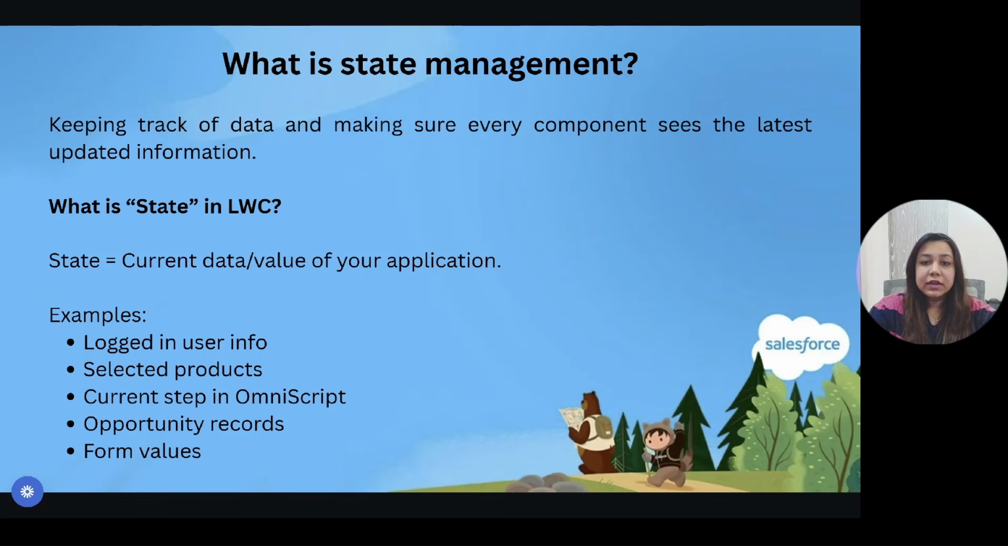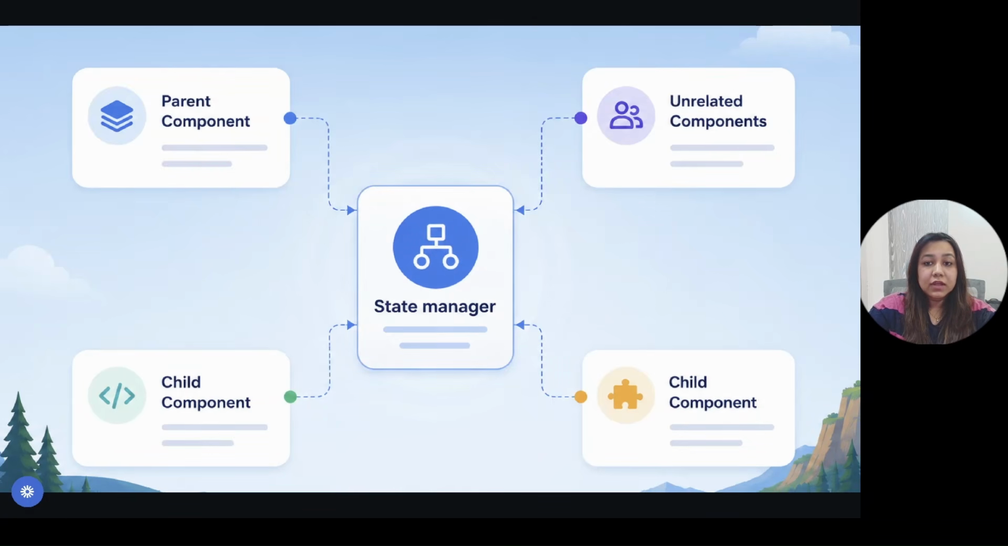management. State is nothing but your current value or data in the application. It could be anything related to the logged-in user, selected products, opportunity records, or any form values. So managing this shared data properly is called state management. Now let's see the architecture.